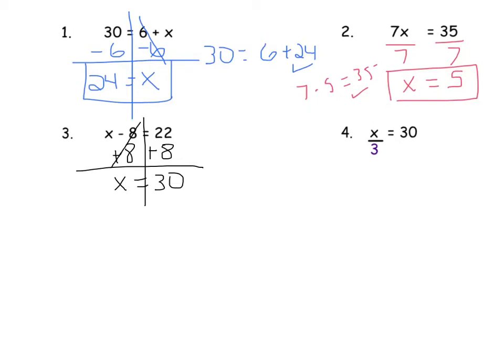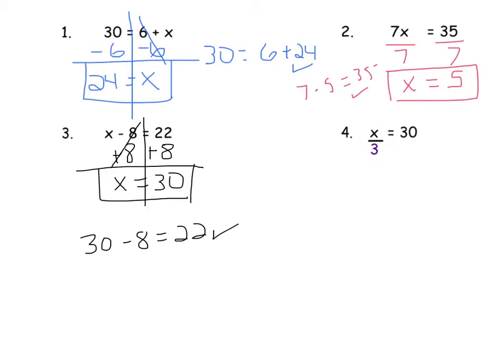So I'm going to plug that back in to check. 30 minus 8, does that equal 22? It does. So this, I believe, is my answer. And the last example, example 4. This means x divided by 3. So if there's a line underneath, it means divided by 3.